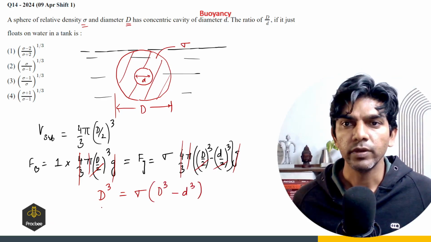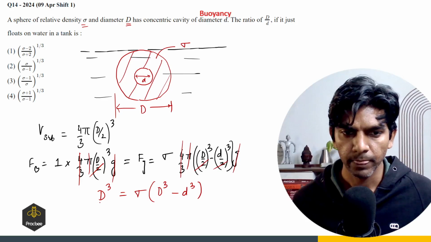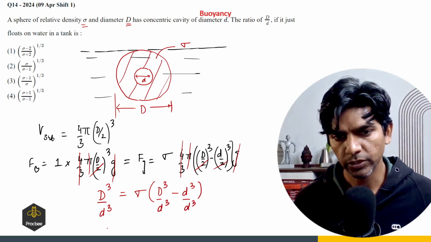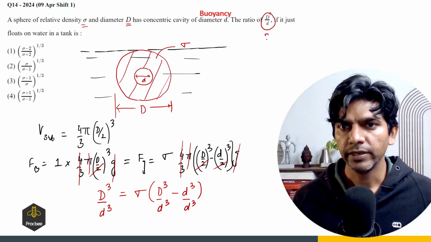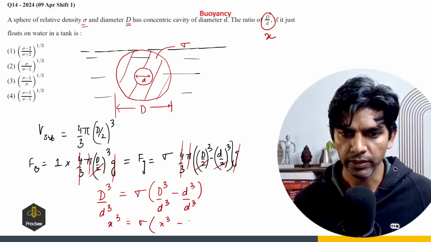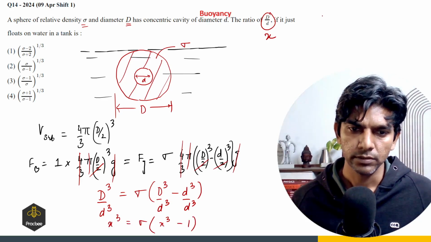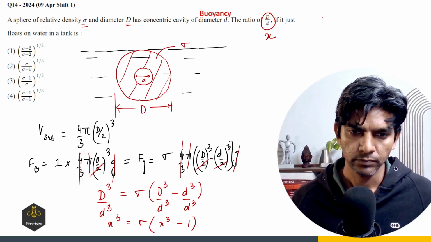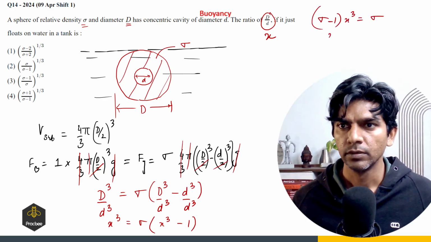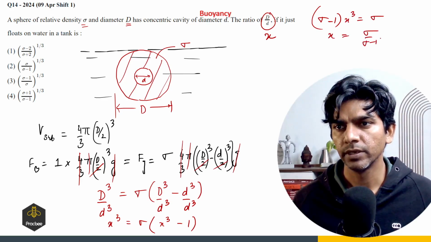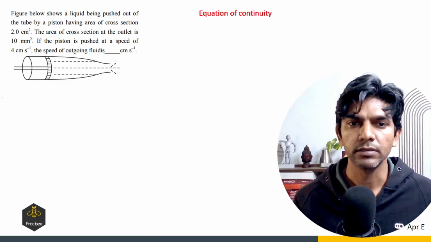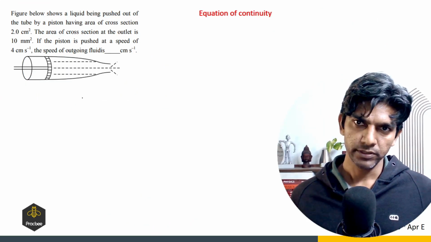Now from this we have to find D by d. Let us divide by small d cube, right? So I'm taking D by d as x. So we have x cube equals sigma times (x cube minus 1). So from this, (sigma minus 1) x cube will be equal to sigma. So x will be (sigma upon sigma minus 1) raised to power 1 by 3. So option 2 is the right answer.